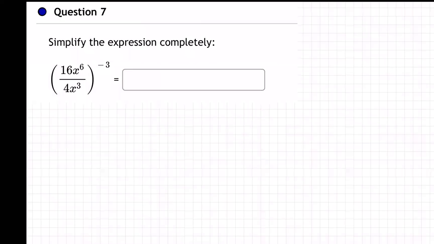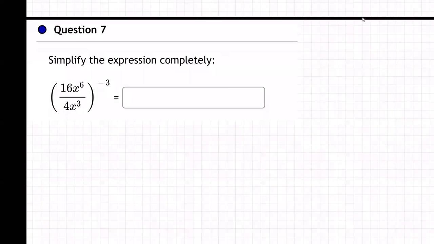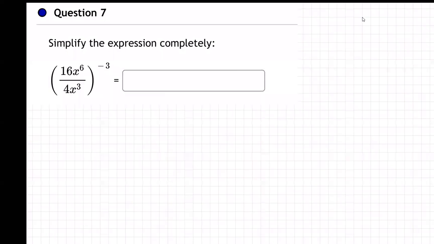Okay, so on this one, it's going to be easiest to first simplify the inside. So let me, sorry about that. So here, first, simplify the inside. So start with that.